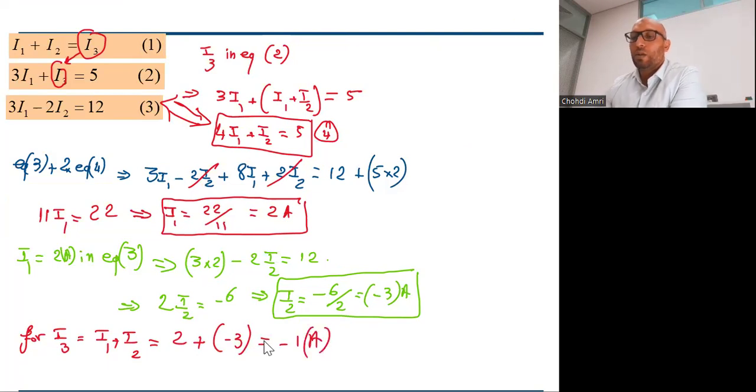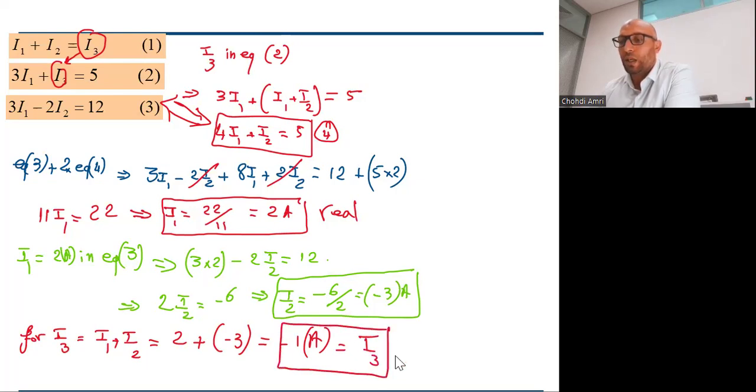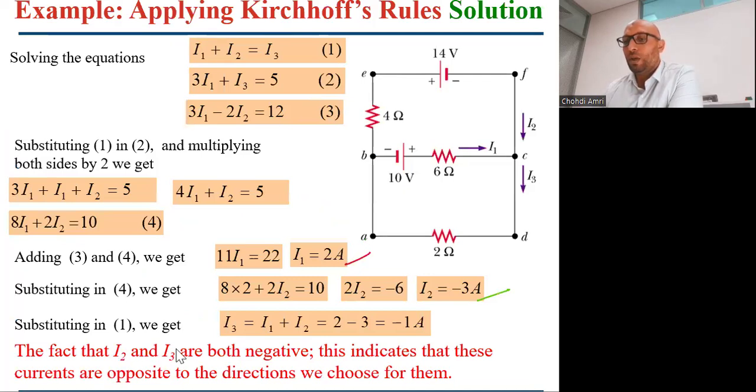Okay. So here we see that I1 is positive, so this is a real direction. And I2 is negative, so the assigned direction is opposite to the real. The same thing for I3, which is also opposite to the real direction. The fact that I2 and I3 are both negative indicates that these currents are opposite to the direction we chose for them, or we can say opposite to the assigned directions. We are done with this example.